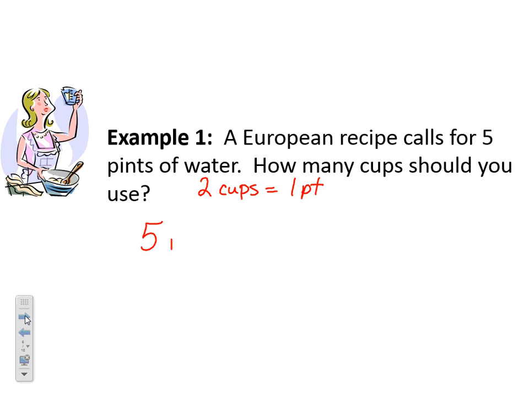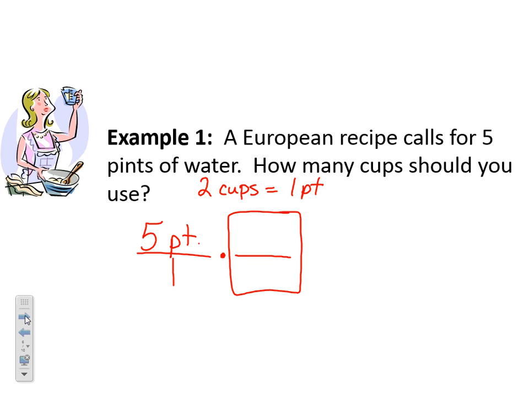I'm going to write that first, 5 pints. And I'm going to make this a fraction, 5 pints over 1. And then I'm going to multiply this fraction by a fancy form of 1. So it doesn't change the value of the fraction, but it might change the units. This fancy form of 1 that goes right here has to be a true fact. So our fact that 2 cups is equivalent to 1 pint will go in this fraction.